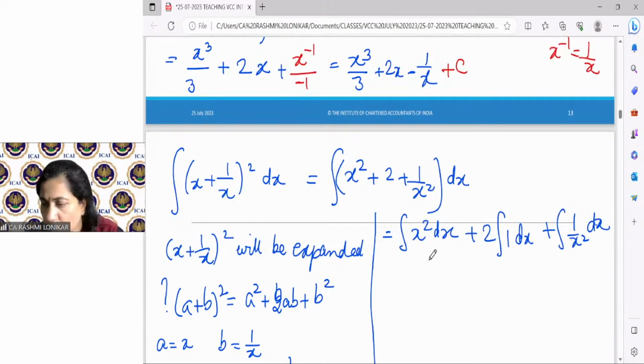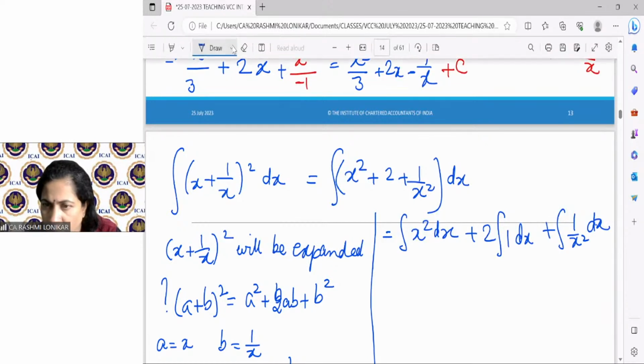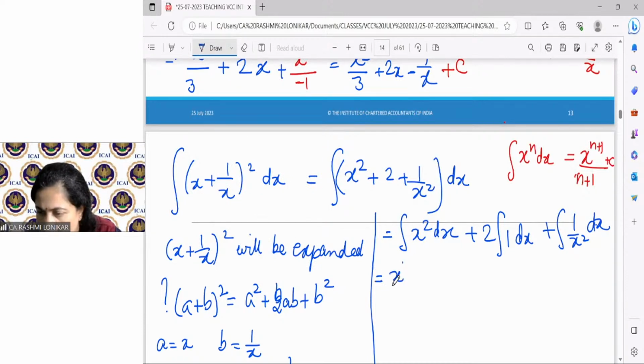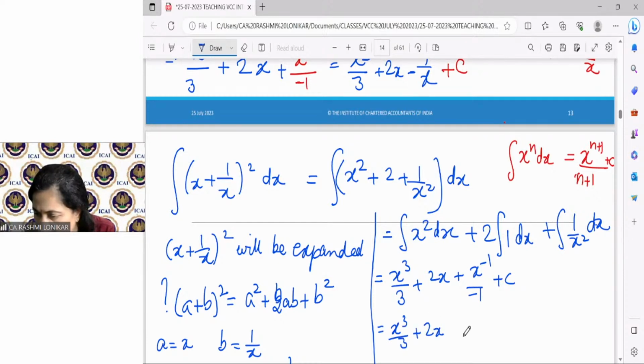Now, which formula will I use? I will use integral of x raised to n dx is equal to x raised to n plus 1 upon n plus 1 plus c. So I get x cube upon 3 plus 2x plus x raised to minus 1 upon minus 1 plus c. So this becomes x cube upon 3 plus 2x minus 1 upon x plus c.